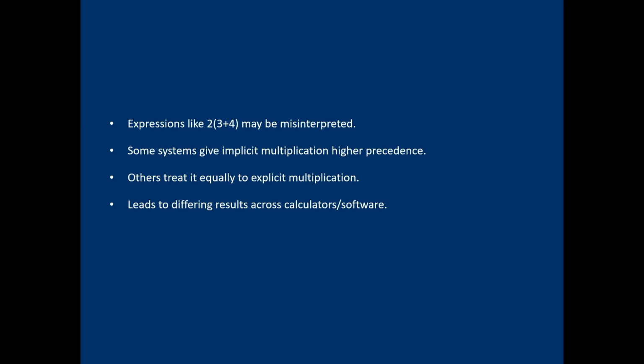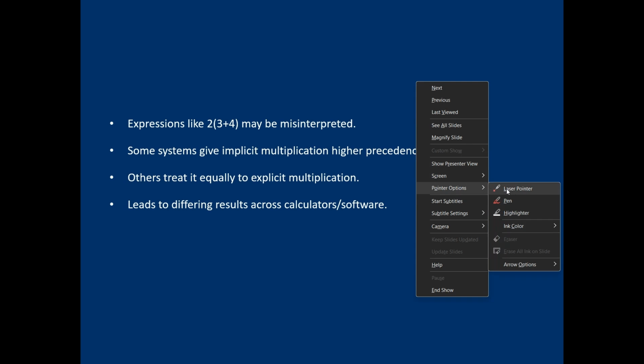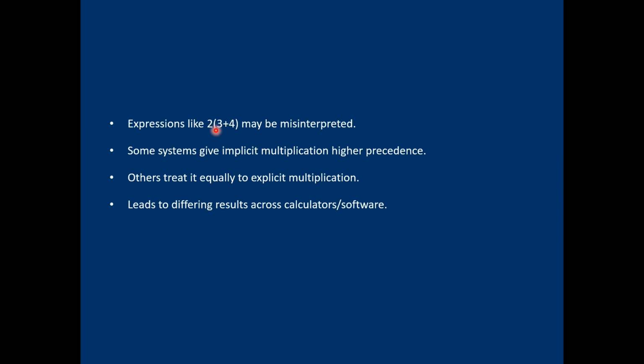Also, expressions like 2 times the quantity 3 plus 4 sometimes can be misinterpreted. This is a case where you have the 2 and you have this left parenthesis. This is assumed to be multiplication. It's called implicit multiplication. You don't have the multiplication symbol, but this actually represents 2 times 7, because 3 plus 4 is inside of parentheses. It's added together, and then you take 2 times 7.